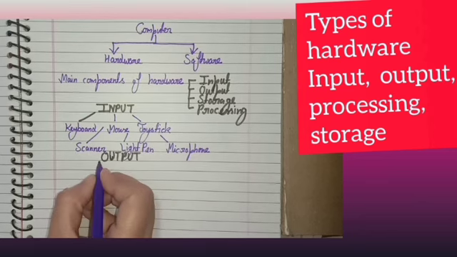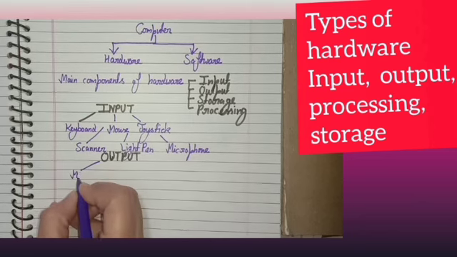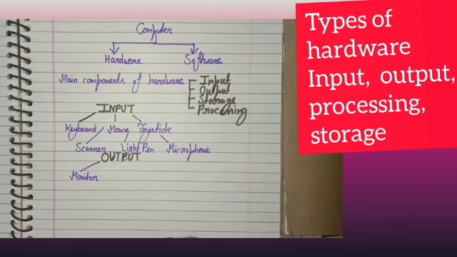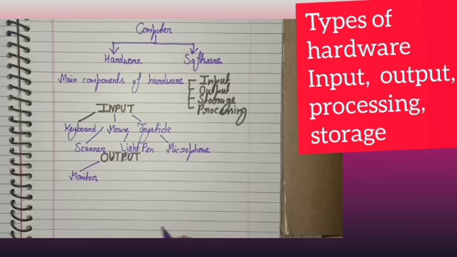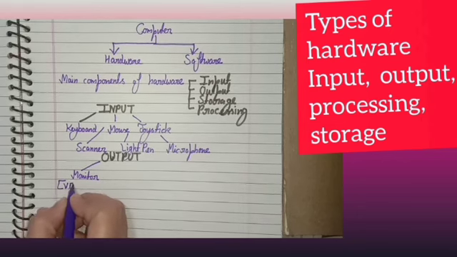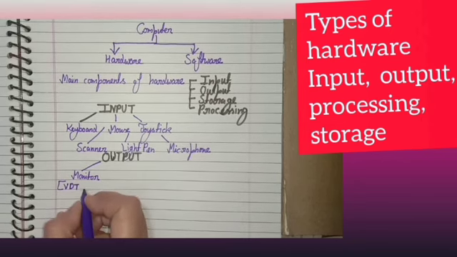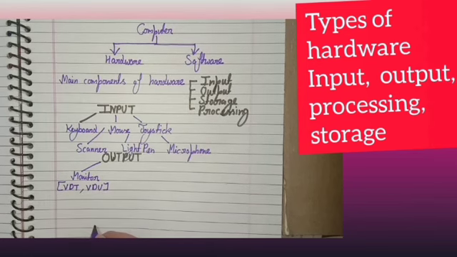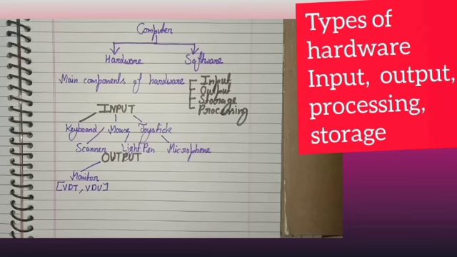For example, monitor. A monitor is the display screen of the computer. It is also called visual display terminal. Monitor is also known as visual display terminal and visual display unit. Alright, and the output displayed on the monitor is called the soft copy.